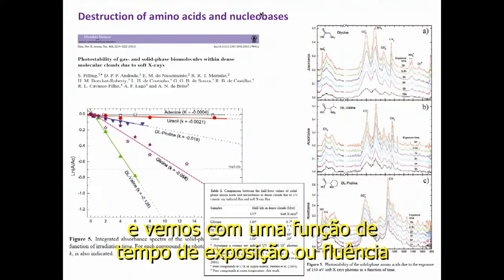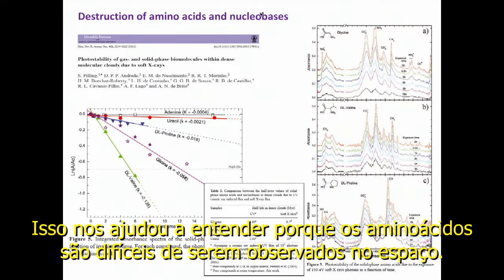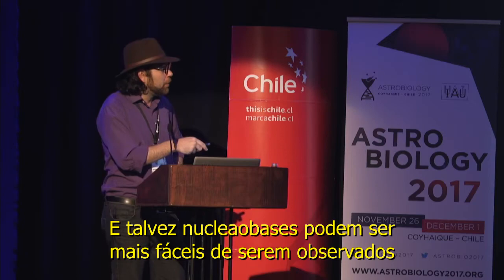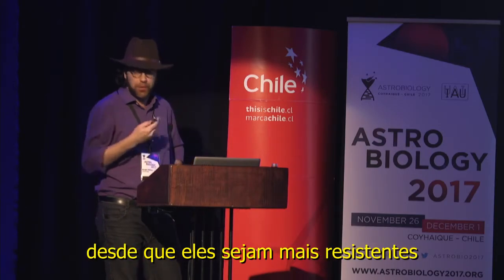And we saw, as a function of exposure time or fluence, that the amino acid is much more destroyed than the nucleobase. So this helps us to understand why amino acids might be difficult to observe in space, and maybe nucleobases can be easier to observe since they are more resistant.